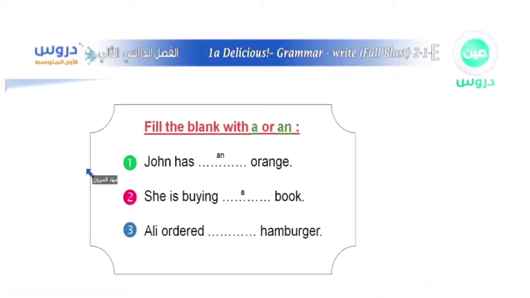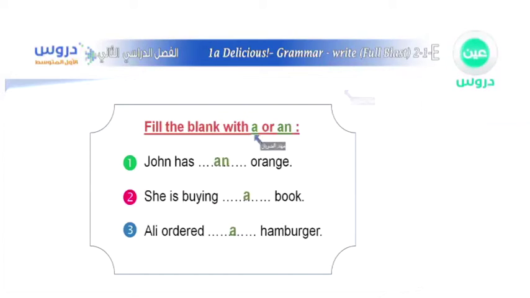A book. Finally, Ali ordered a hamburger. I'm sorry. Okay, Ali ordered, and that is hamburger. So what do we have to say? We have to say a hamburger, because the sound is not the sound of a vowel, as we have learned in the first semester, of course. I was with you back then. So it's going to become Ali ordered a hamburger.